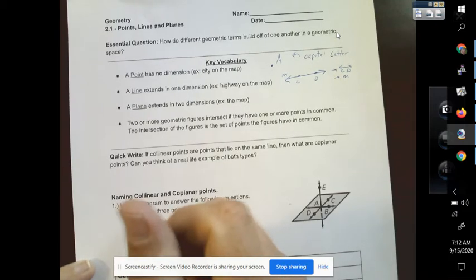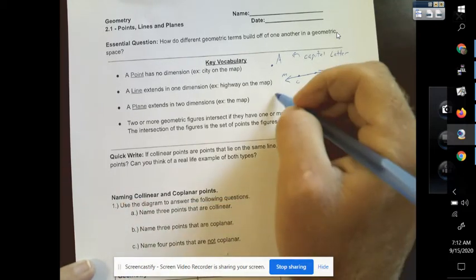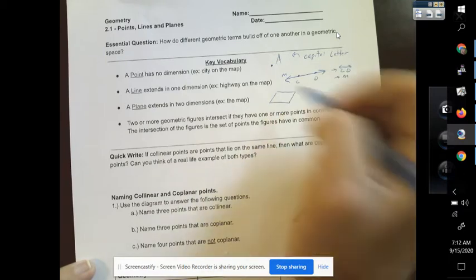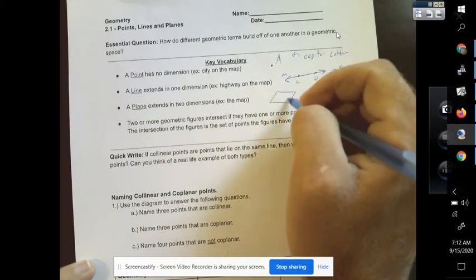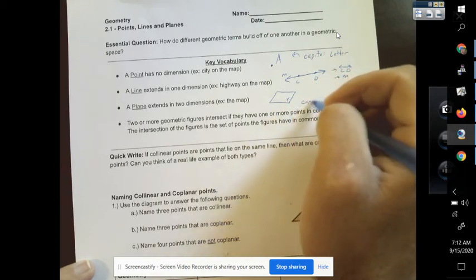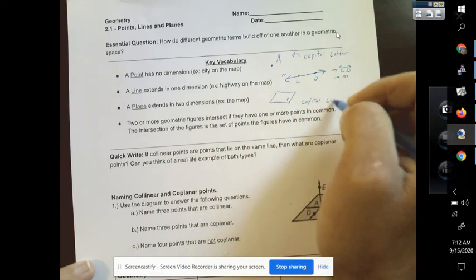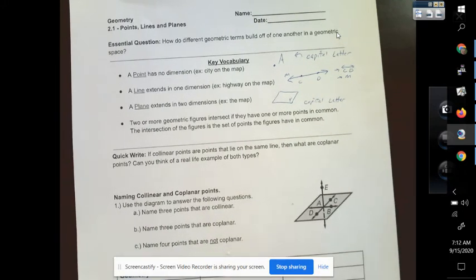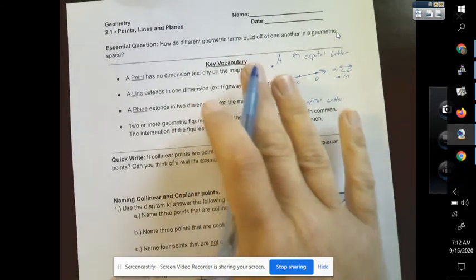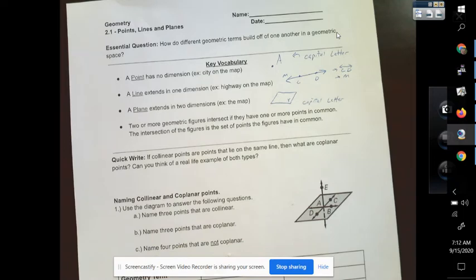Finally, a plane extends in two dimensions. A plane just looks like a tabletop. I drew a parallelogram. You could draw a square, you could draw a box, and we use a capital letter again here. Not lowercase, but a capital. So those are our big three, and we're going to talk about them a lot today. The tough part about geometry is you have to be a little creative in your mind. You're on a piece of paper, and you've got to visually see this popping off the paper at you.